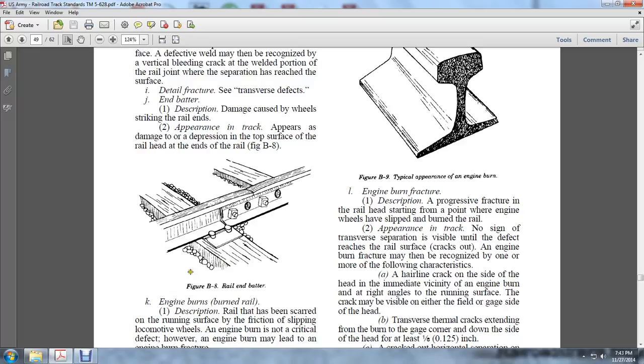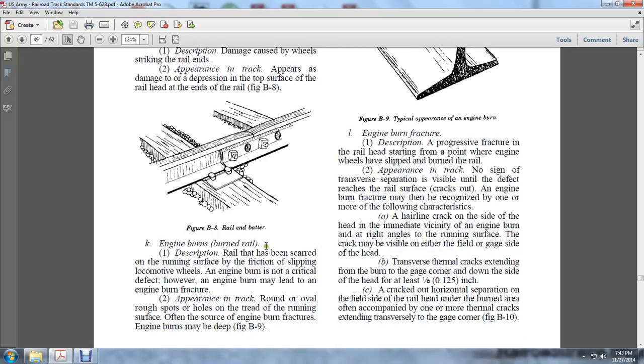Engine burn, or burned rail. Description: rail that has been scarred on the running surface by the friction of a slipping locomotive engine. Engine burn is not a critical defect.